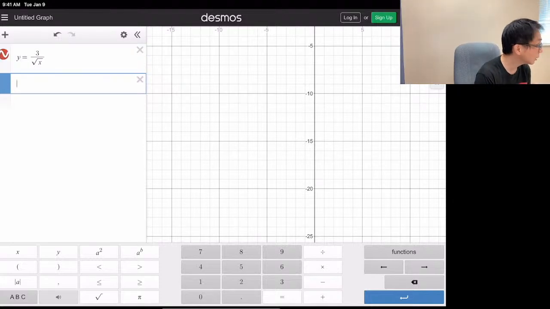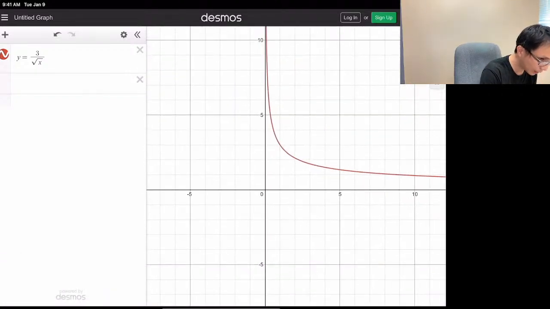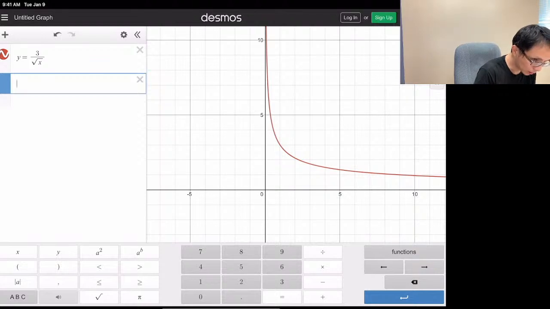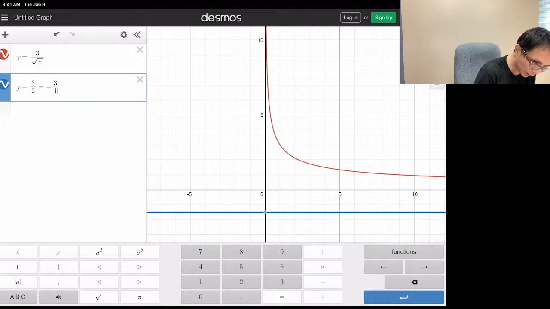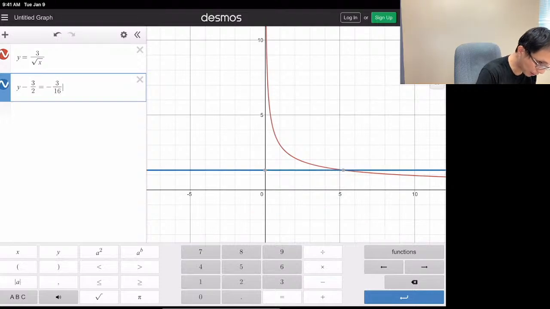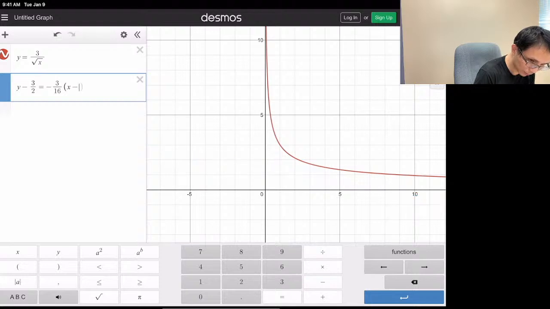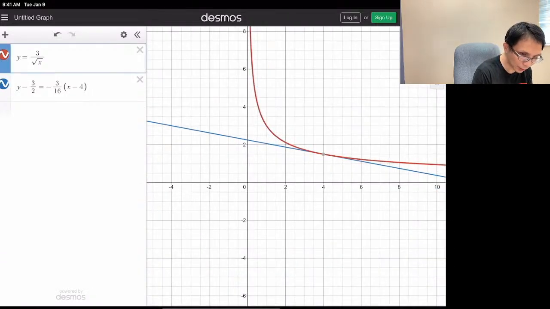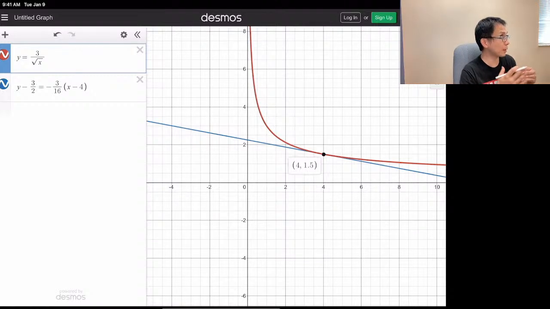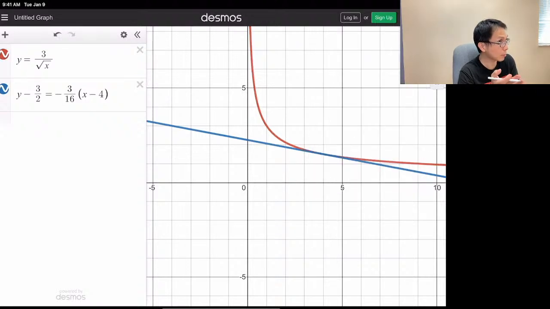Are we okay here? And then we're going to say this is a function, right? And then it's going to be y minus, I forgot, what was it? 3 over 2, thank you. Equal to negative 3 over 16 times x minus what? 4. Do you see that they're tangent to each other? At that particular point, they only intersect at exactly 1 point. Do you see that? And that's how you check your answer, to see if it's right.